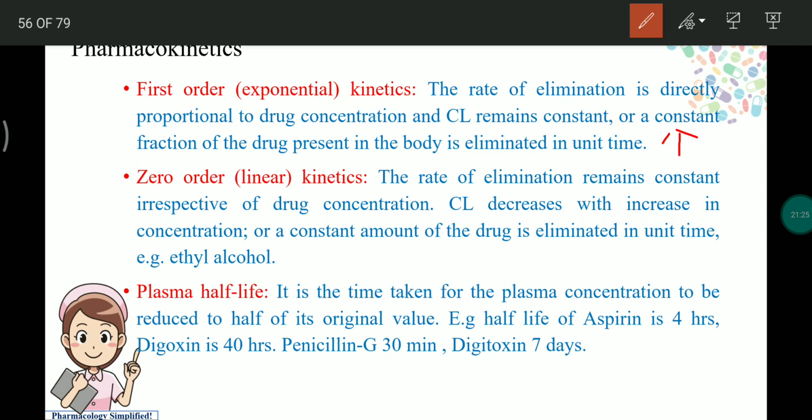Plasma half-life. Plasma half-life is the time taken for the plasma concentration to become half of the original value. That is called plasma half-life.